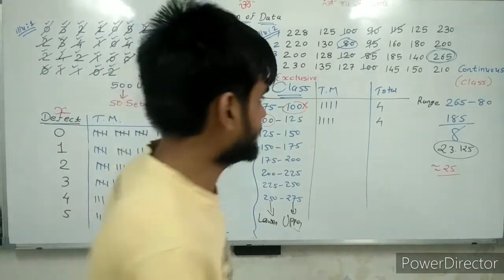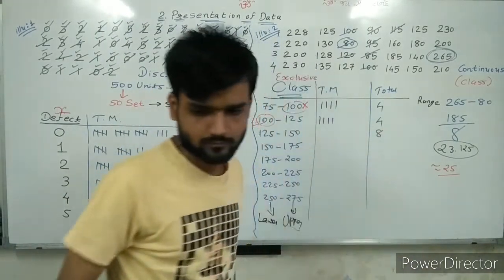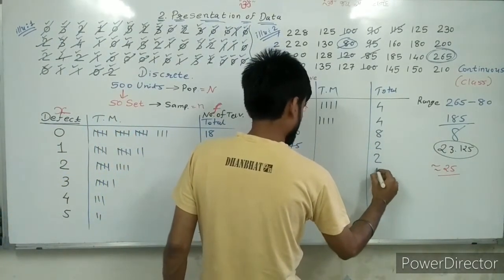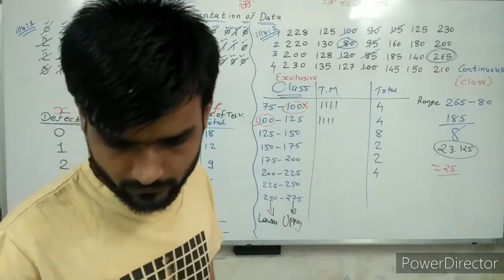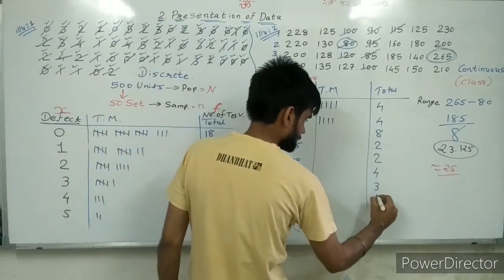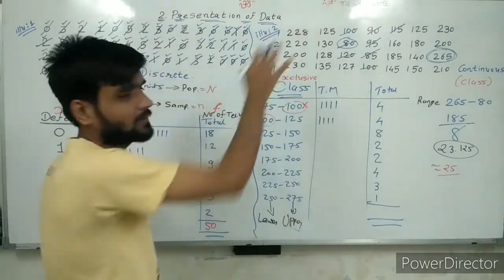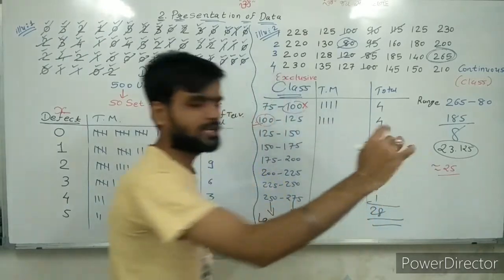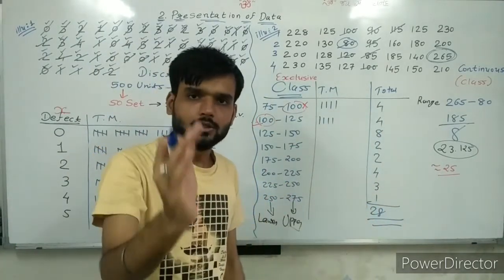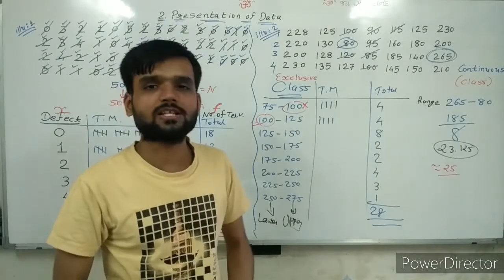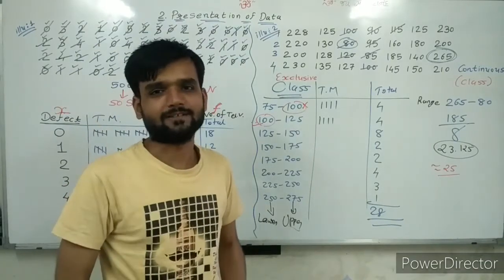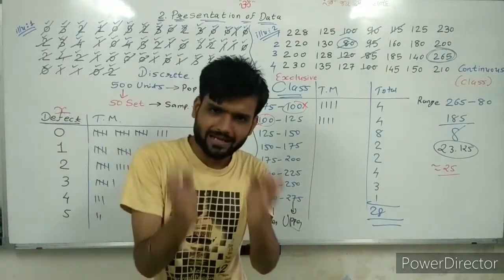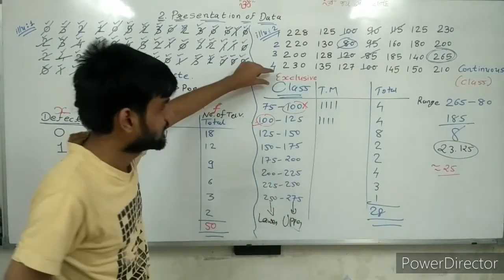In third class, 8, 2, 4, 3 and 1. And total values available for 4 weeks. 4 weeks means 7 fours are 28. So the total of this must be 28 because 28 days of information is given.